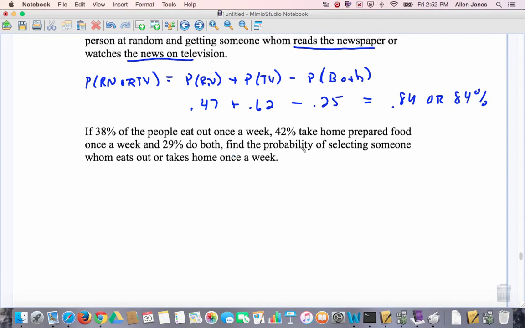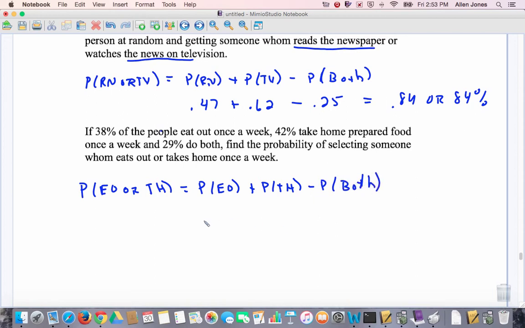One more time with that idea in mind. 38% of the people eat out once a week, 42% take home prepared food once a week, and 29% do both. Find the probability of selecting someone who eats out or takes home. Same general idea. They can eat out, they can take home, or they can do both in any given week. So we have not mutually exclusive events. So the probability of eating out or taking home is the probability of eating out plus the probability of taking home minus the probability that they do both of those things in any given week.